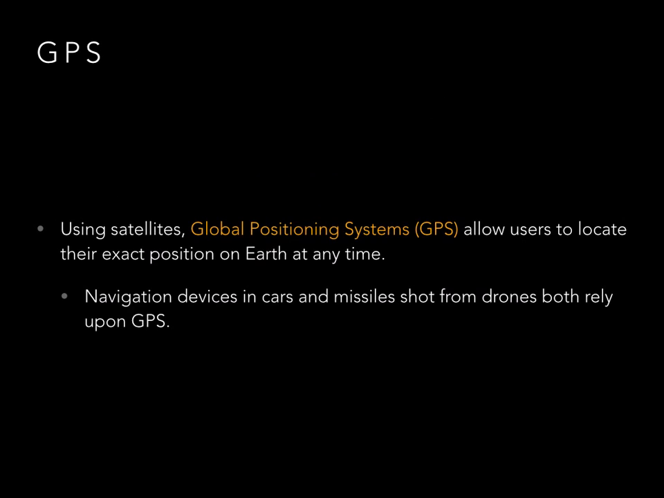GPS. GPS stands for Global Positioning Systems. And global positioning systems allow users to locate their exact position on Earth at any time using some kind of GPS device, say in the car or even on your iPhone, anything like that. GPS is also used by drones to shoot missiles at your enemy.